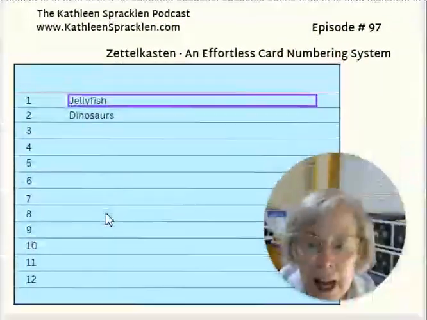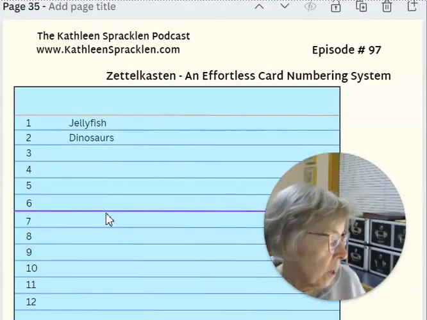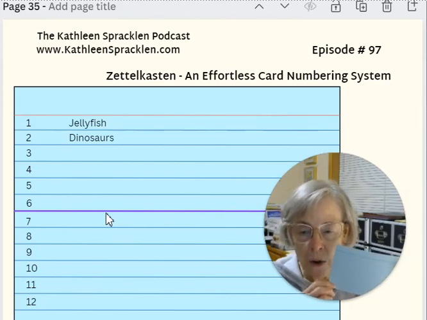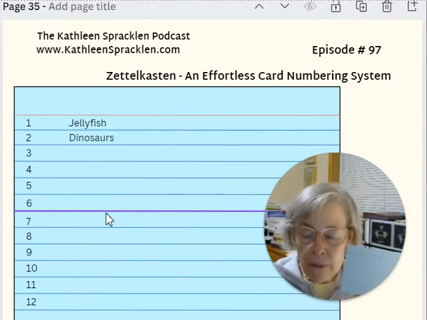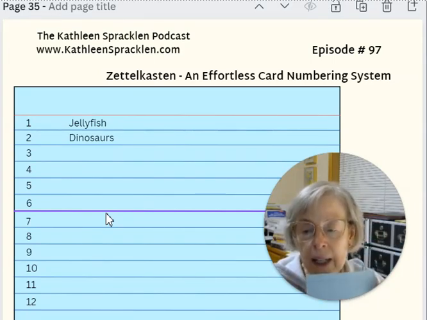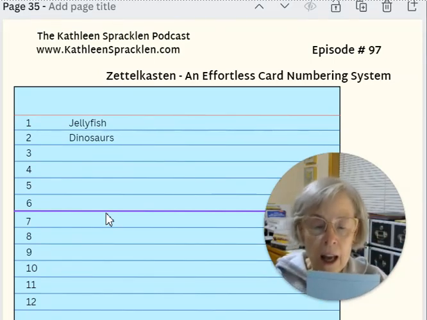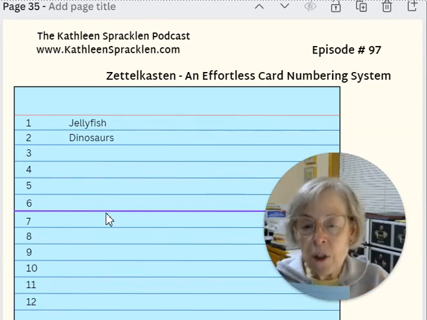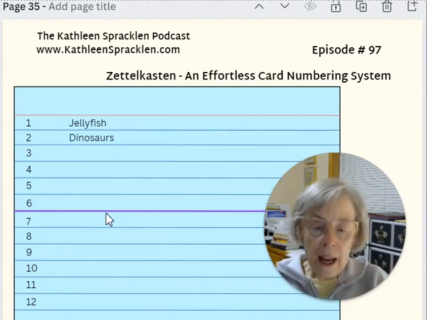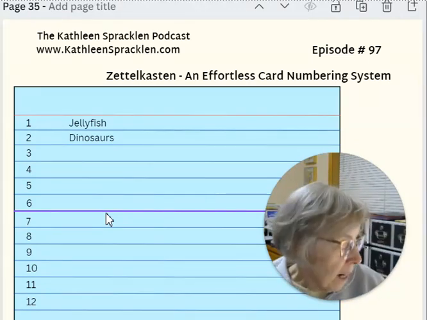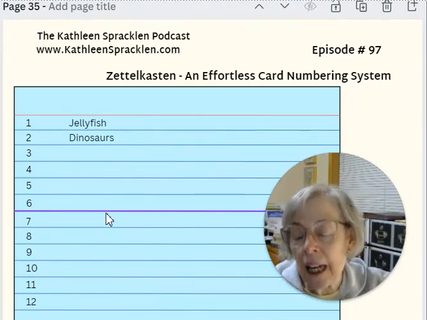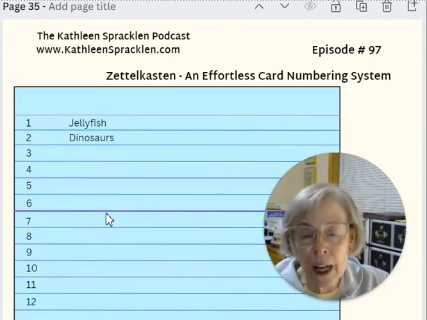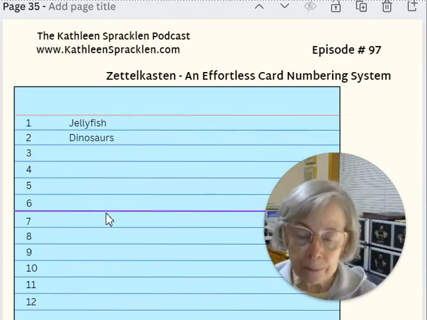So here we are. Now our index that we can put out in the front of our Zettelkasten has 2 topics, jellyfish and dinosaurs. This is a real simple way to teach a child how to start a Zettelkasten, because every time the child thinks of a new topic, it's just a new number, and you just put the list in front. For a child, they might not even need an index. This list in front might be all they need to be able to find the topic that they're working on. So it's really, really simplified.